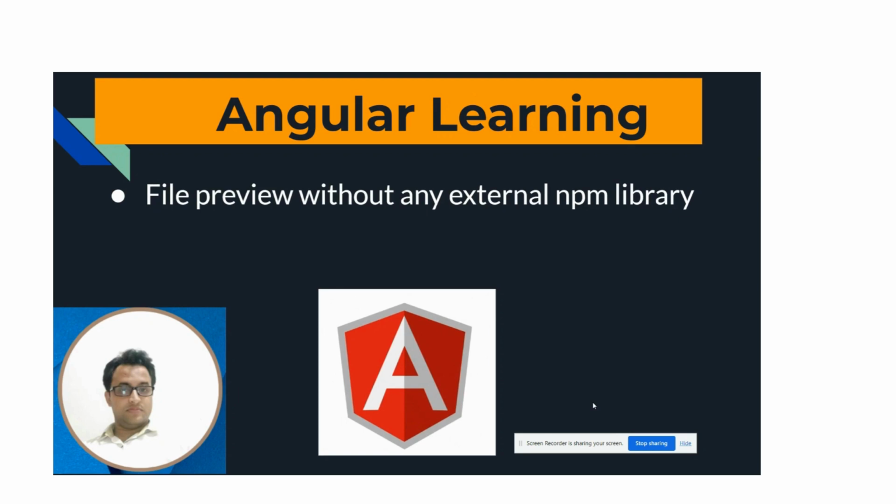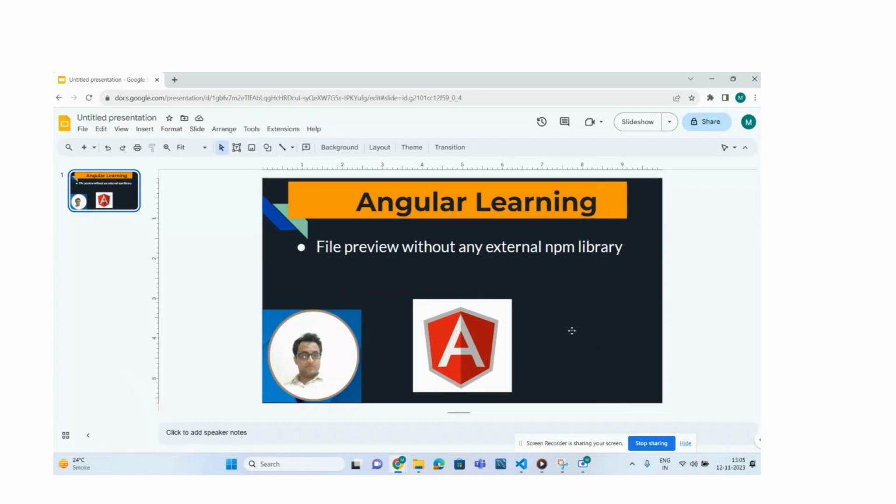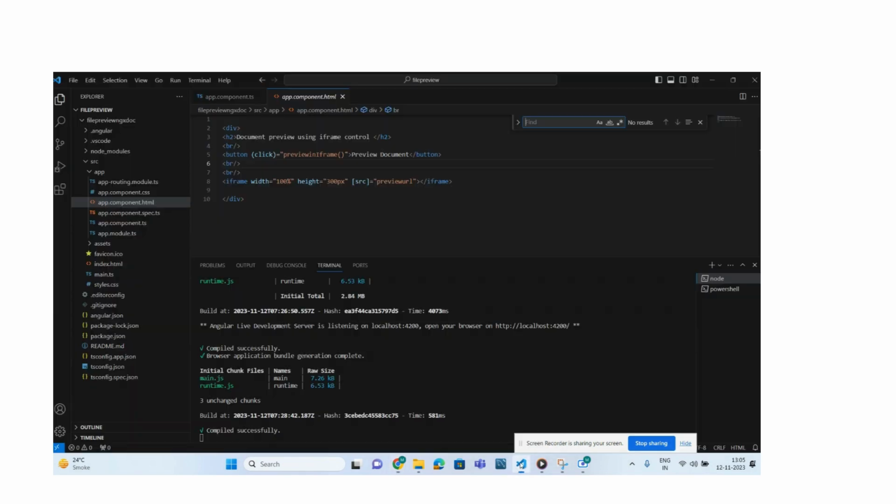This is Murari. So in today's session, I will explain one more method to preview the file without any external npm library. In our previous session, I already explained some examples with external libraries, and in that session, I explained how you can preview Word, Excel, PPT, and PDF files. But in this session, I will just show you how you can preview the PDF only. Okay, so let's come to our code and I'll explain everything one by one.